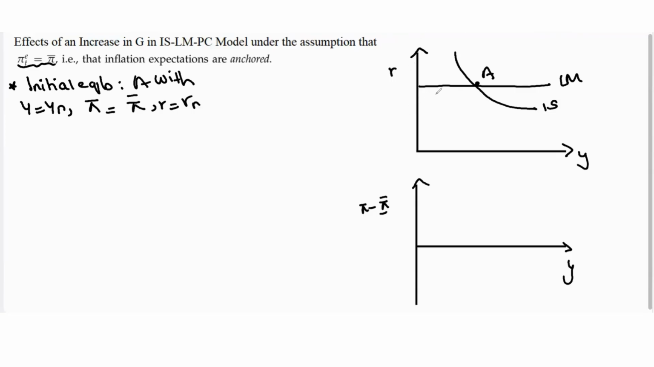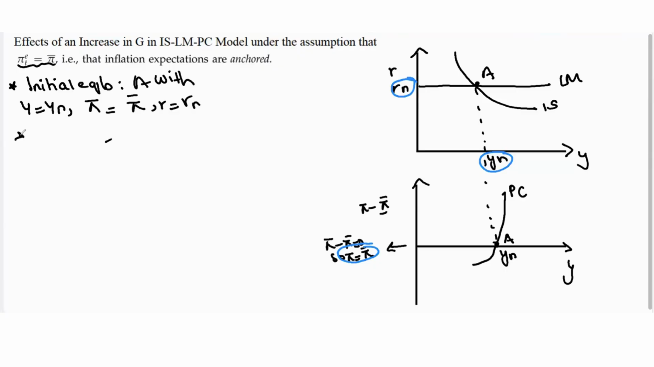In medium-run equilibrium, R is equal to Rn and output is equal to the potential level, which is the x-intercept of our Phillips curve. So our Phillips curve is this PC, this point is Yn, and this is our initial equilibrium. At this point pi minus pi bar is 0, so pi is equal to pi bar. So we have satisfied all conditions of a medium-run equilibrium, because we have Rn, Yn, and pi equal to pi bar. This is what we start with.